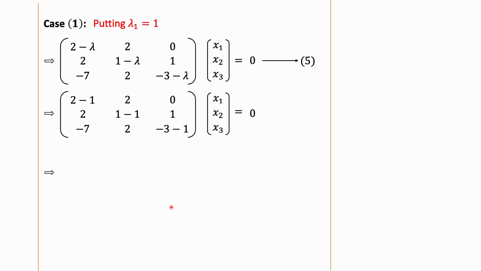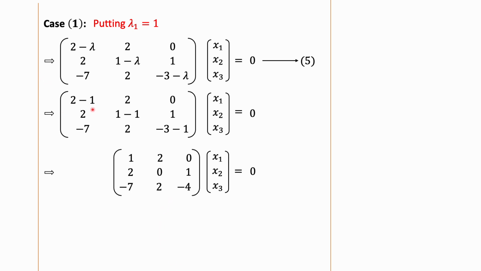Now simplify this. 2 minus 1 is equal to 1. The second row, second element, 1 minus 1 is 0. The third row, third element is minus 3 minus 1, which is minus 4. So here you can see it is 1, 0 and minus 4. So this matrix into X matrix is equal to 0. Now to get the solution, we have to multiply these two matrices.